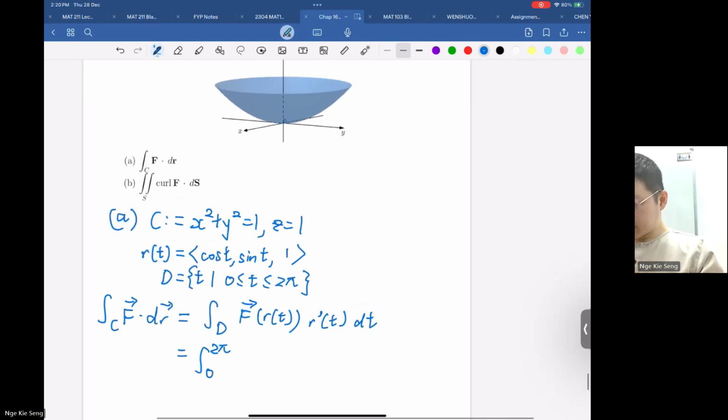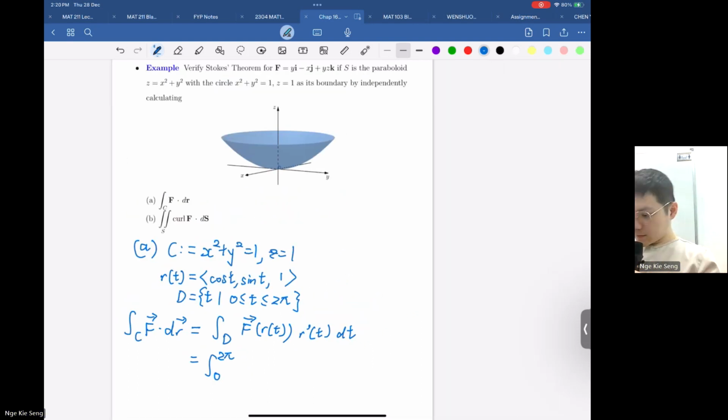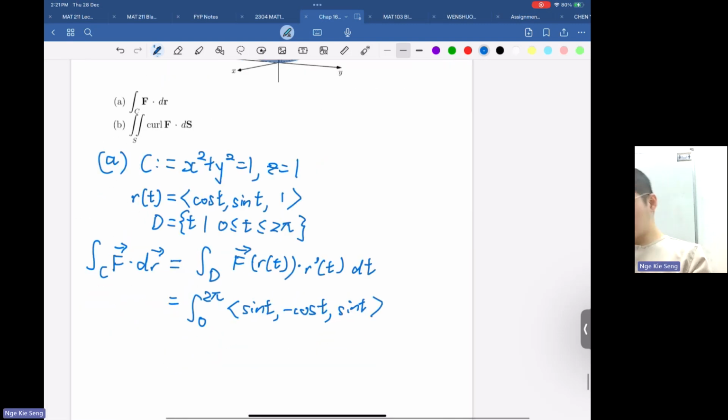What is F? Here is the dot product. F is y, so sin t; minus x becomes minus cos t; yz becomes sin t. And then dot with r prime of t. So what's the tangent vector here? Minus sin t, cos t, and 0.